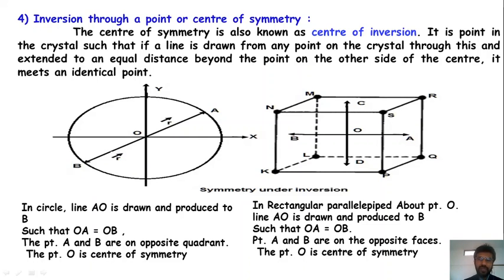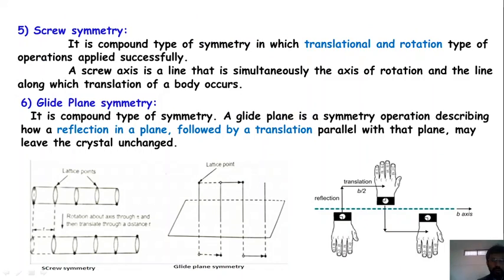Therefore the point O is the center of symmetry, and such a type of operation is known as the inversion through a point or the center of symmetry. Now we are going to see the last type of symmetric operation, the space group type of symmetric operation, that is, the screw type of symmetric operation. It is a compound type of symmetry in which the translation and the rotation operations are applied successively.